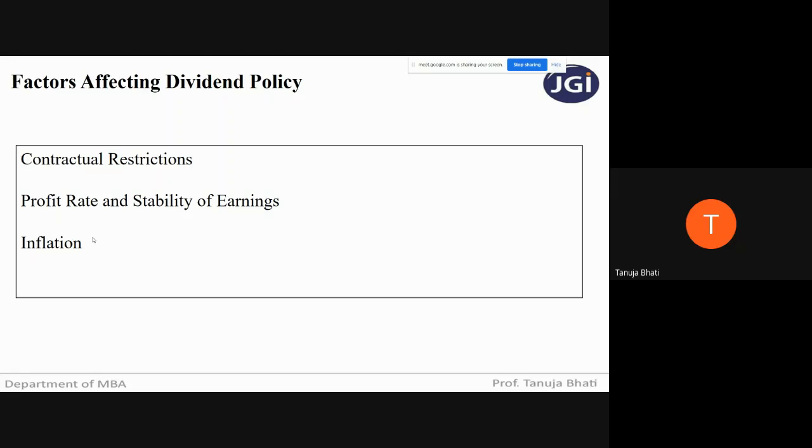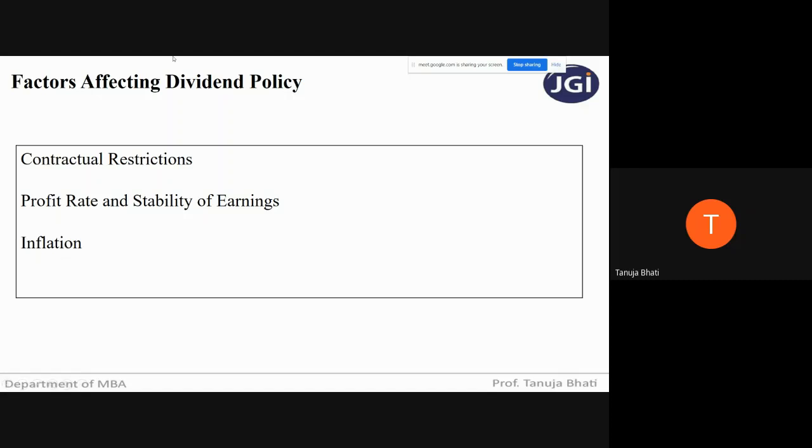Now since it is an inflation, can they think of replacing the asset? No, because price is going high, and depreciation on the existing asset which they are planning to replace will not be able to meet the cost of the new asset. So they have to depend on their retained earnings. If they want to replace an asset, they have to depend on their retained earnings.